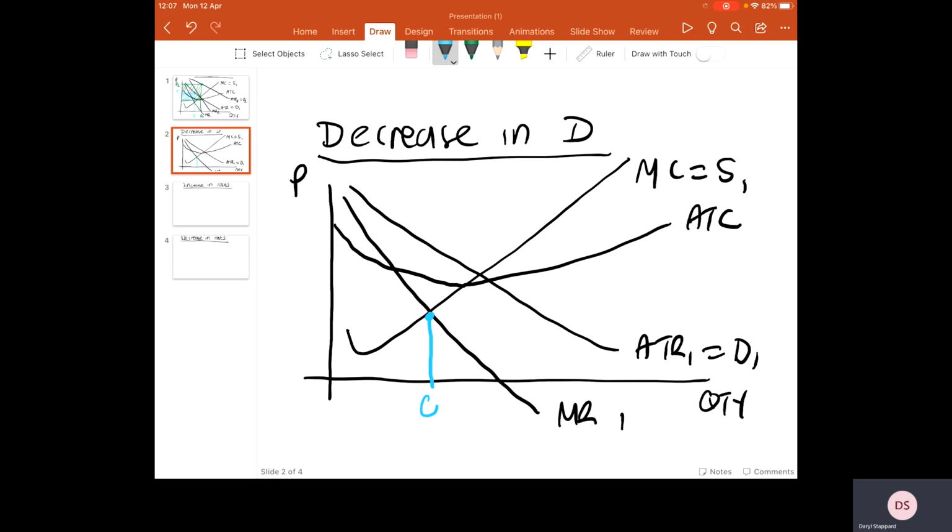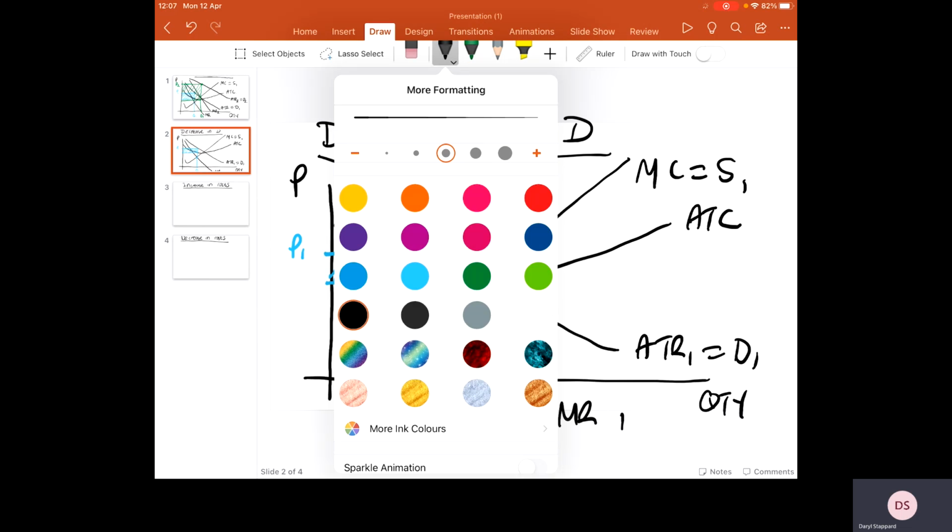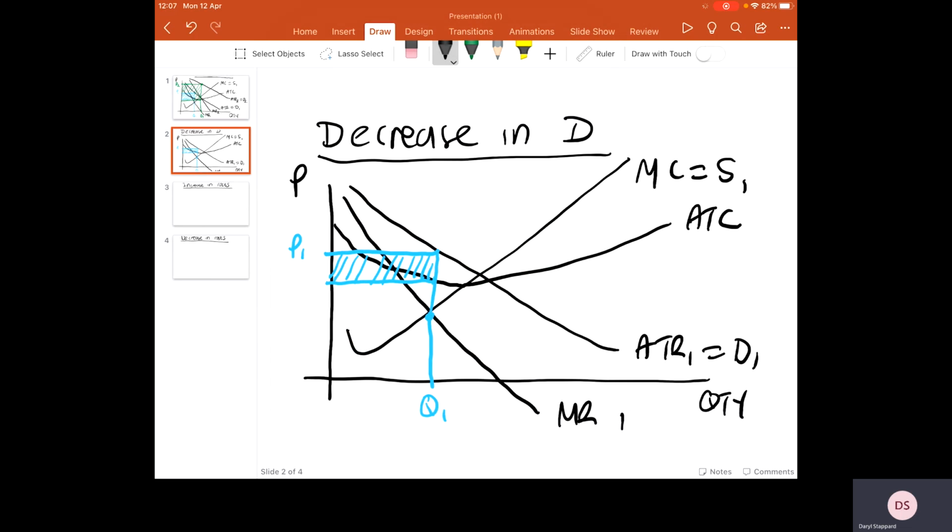Profit max, MR equals MC, that's Q1. We use the demand curve to determine the price. The gap between ATR and ATC will show us the area of supernormal profit. Now what I can then do is show demand falling. What you'd expect, if demand fell, is prices would fall and that would affect revenue. So what I'll now do, I'll add a second ATR curve.